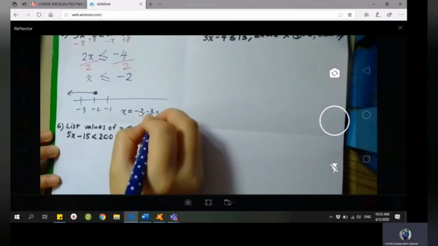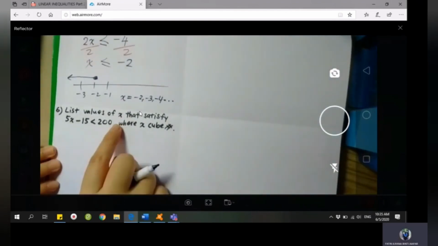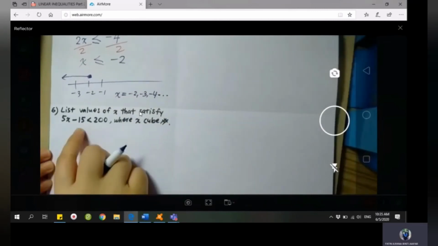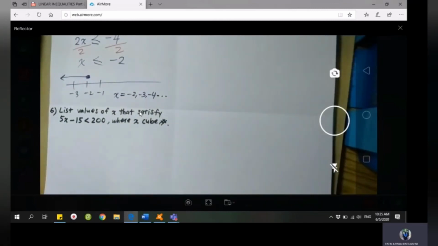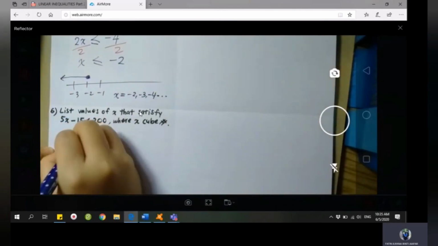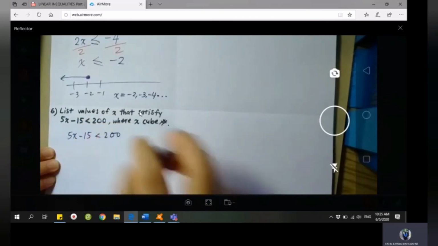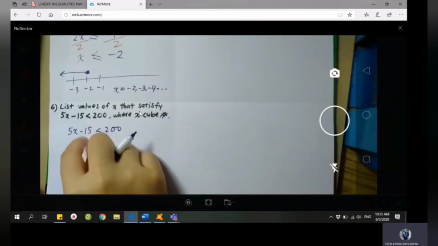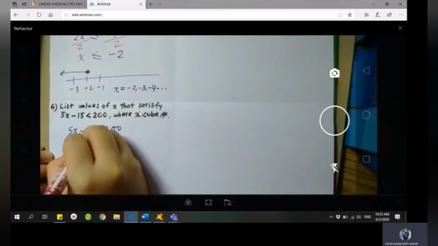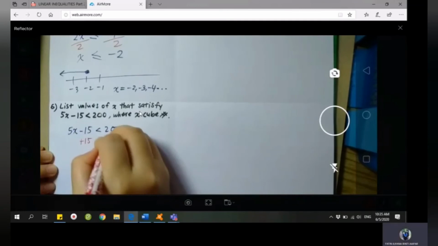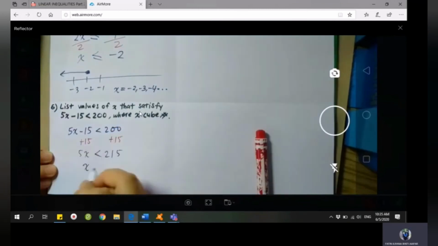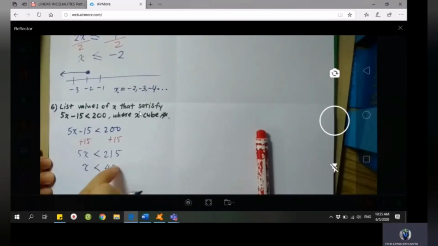Okay. Next, number 6. List values of x that satisfy 5x minus 15 less than 200. Okay, so this one, 5x minus 15, 200. Okay, so get rid of 15 first. Add 15, add 15. 5x is less than 215. Okay, so our x we will get 43. Okay, because divide by 5, divide by 5. Okay, so x now is 43.